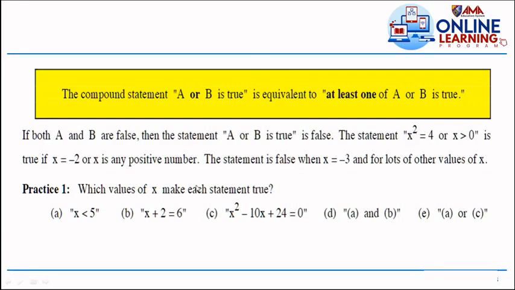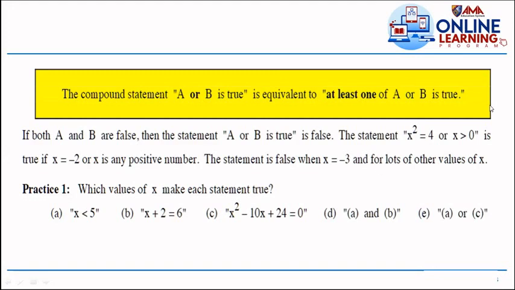So here, in our OR statement, at least one of them is true. Either statement A is true or statement B is false. The other is true, the other is false. So that is what our OR statement means.